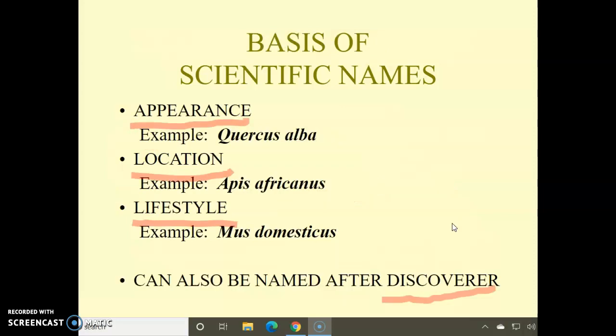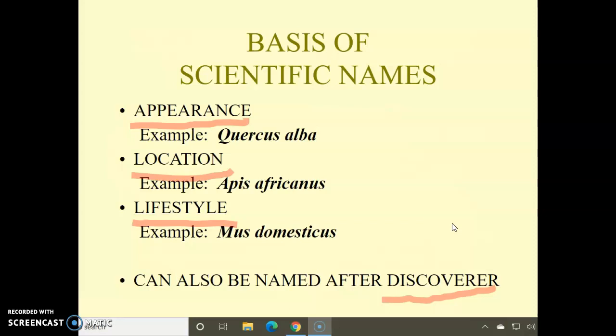So what are the basis of some of these names? Well, sometimes the appearance, like the white oak. Or the location where it's found. The Apis africanus is the killer bee found in Africa. Lifestyle, Mus domesticus. Domesticus means household. So in the household, it's a house mouse, little house mice that run around your house sometimes. And it might even be named after the discoverer.